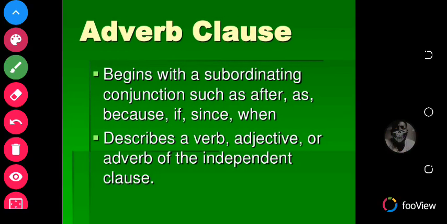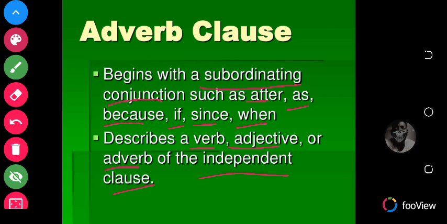Okay. Adverbial clauses, or adverb clauses, begin with subordinating conjunctions such as after, as, because, if, since, when. It describes a verb, an adjective, or an adverb of the independent clause. So its function is similar to an adverb.